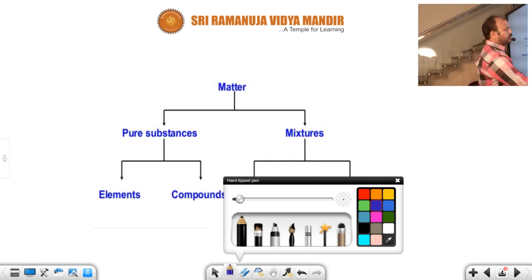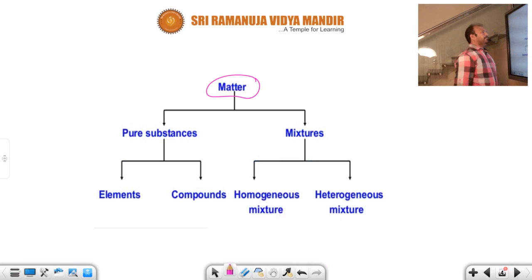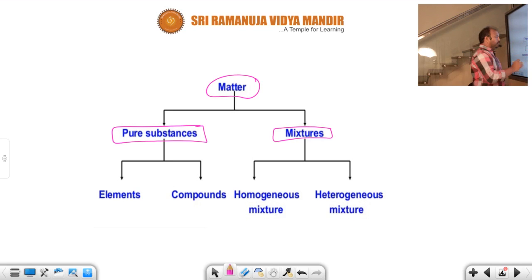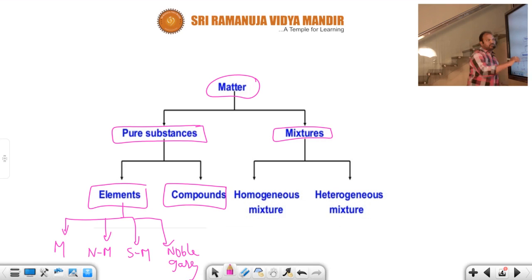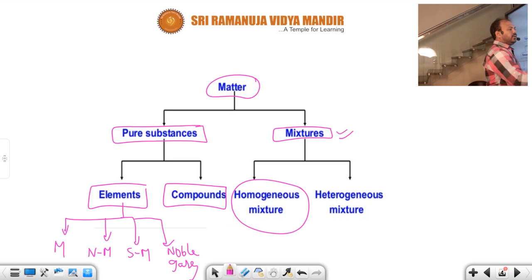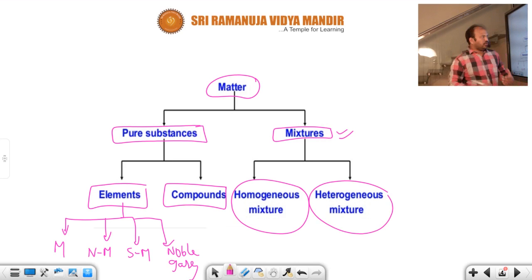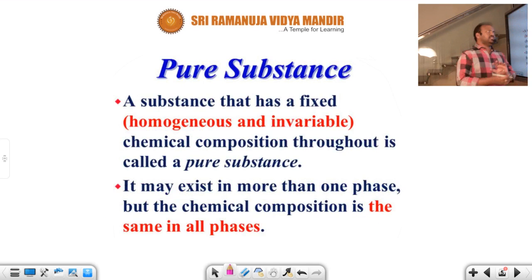Take a look here. You can easily understand this one. Matter can be classified into two types: pure substances as well as mixtures. Pure substances are again classified into elements and compounds. Elements are again classified into four types: metals, non-metals, semi-metals, and noble gases. These are the pure substances. Mixtures are of two types: homogeneous mixture and heterogeneous mixture. Now we are going to study each concept very clearly without any hesitation.